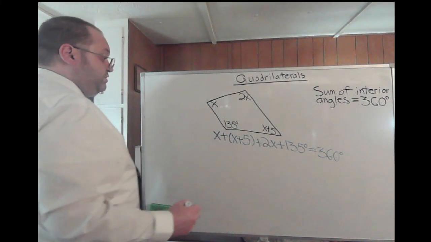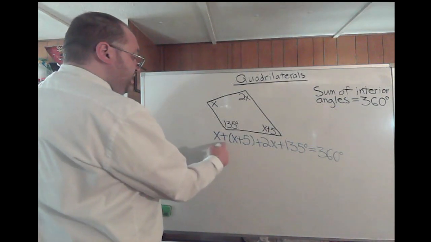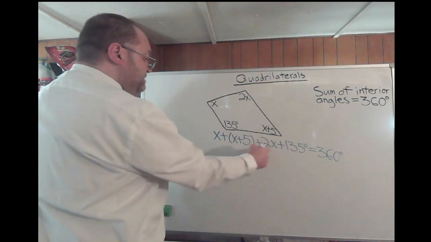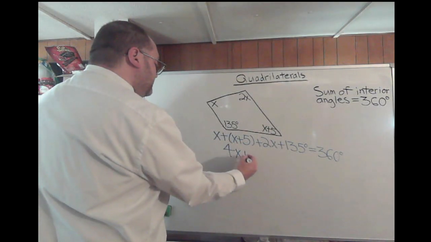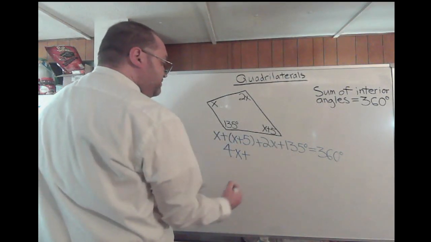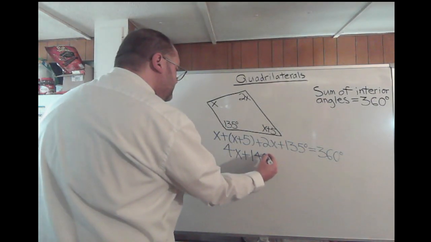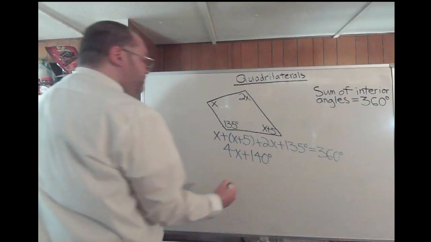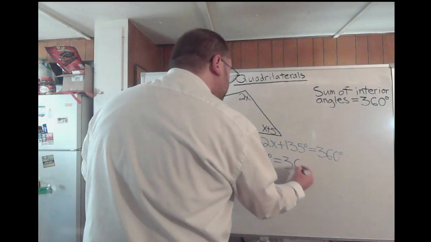Well, I would still go through, add up your like terms. So here you have x plus x, which is 2x, plus 2x, that's 4x, plus you have your 5 plus 135, that'd be 140. So you have 4x plus 140 degrees is equal to 360 degrees.